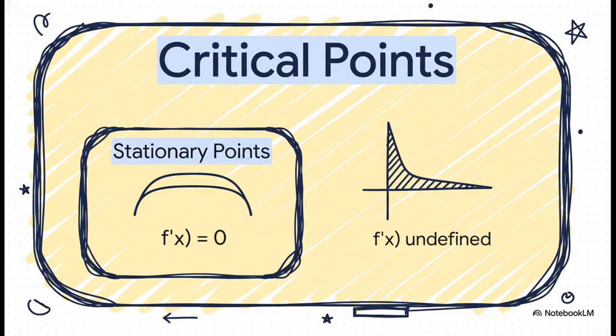Now, this leads us to a really important distinction. We've got stationary points and critical points. So here's the deal. All stationary points are critical points, but it doesn't work the other way around. To find every possible peak and valley, we can't just look for the flat spots. We also have to scout out any sharp, pointy corners, places where the derivative might not even be defined.